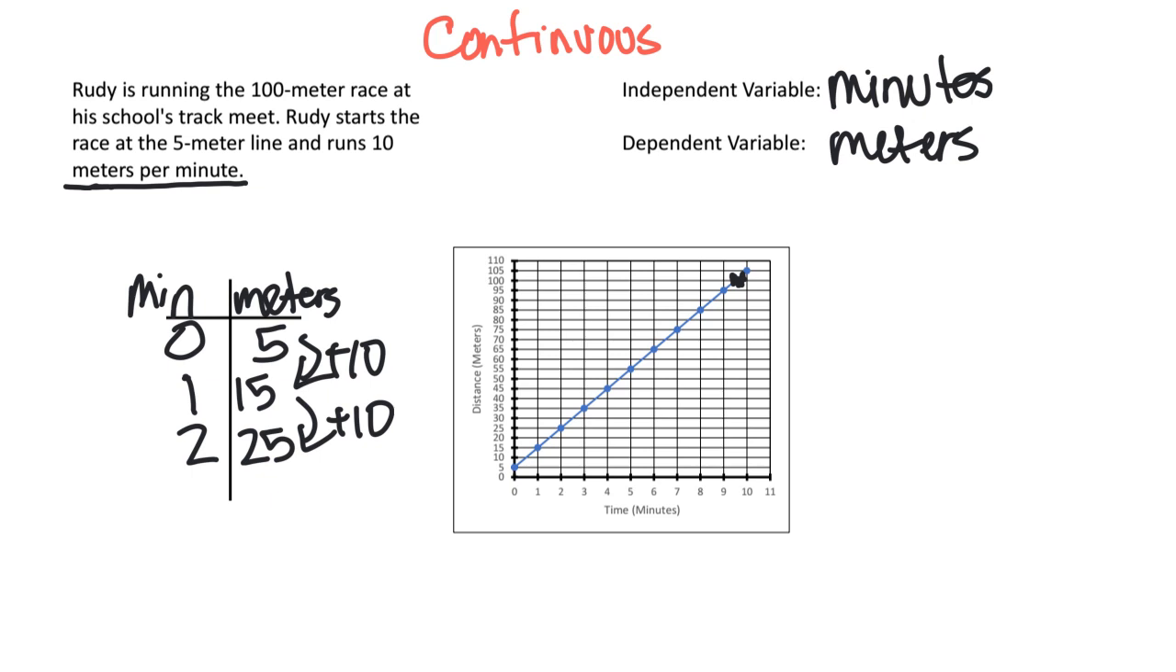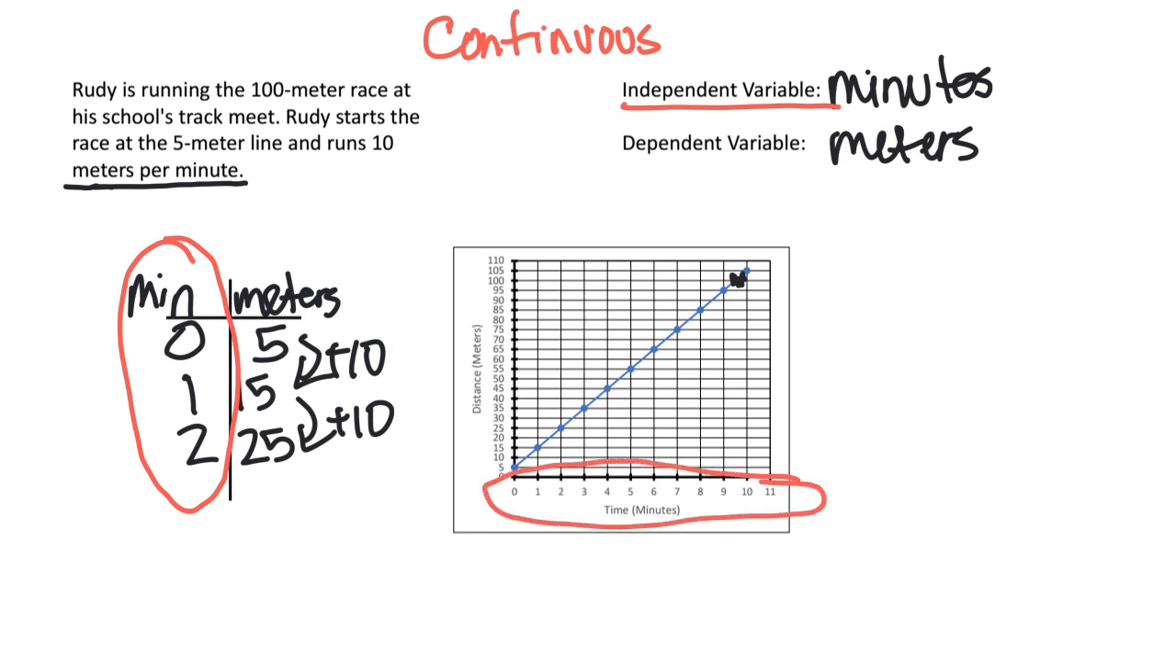So let's go ahead and start practicing the domain and range for continuous data. So for Rudy, his domain is going to be our independent variable, which is going to be minutes. And if I look at my table, I know that this is going to be my domain for minutes. And if I look at my graph, I would be looking at the x-axis, time in minutes.